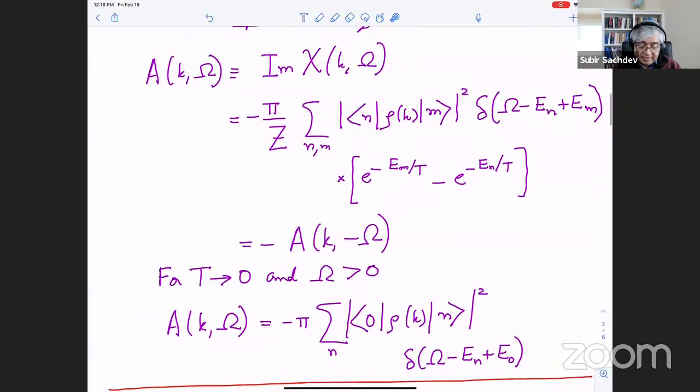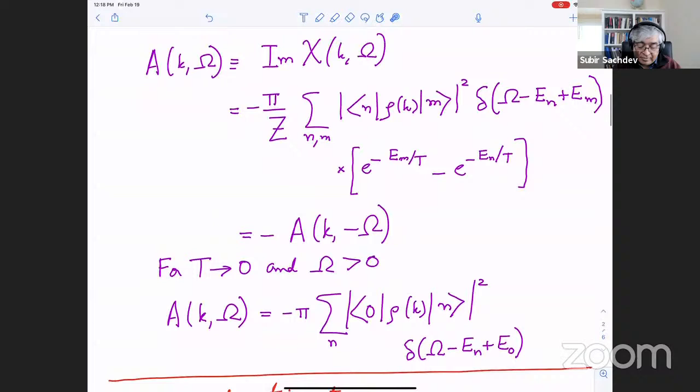And also you take the zero temperature limit. So in the zero temperature limit, for omega, if you take the zero temperature limit, one of these two states, either EM or EN, has to be the ground state. And if you take omega greater than zero, then you find that only EN, if omega is greater than zero, then EN has a lower energy than EM, I think, or the other way around.